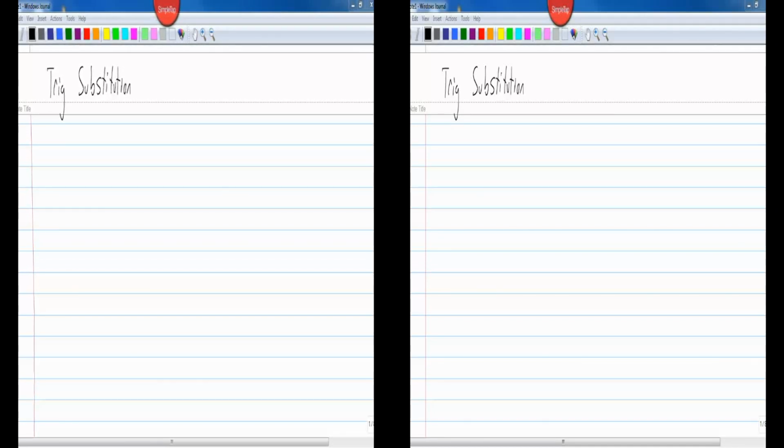Alright, let's look at a method for solving an integral called a trigonometric substitution. Now, we use trig substitutions whenever we have an integral that has part of the integral in the form the square root of a squared minus u squared, or the square root of a squared plus u squared, or the square root of u squared minus a squared.